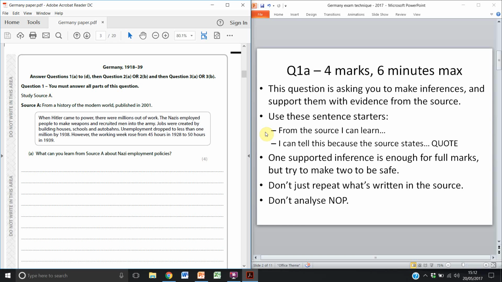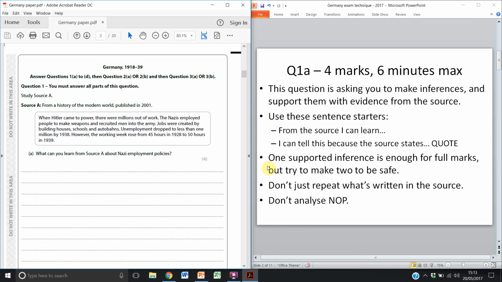So if I was answering this question, I would use the following sentence starters. I'd say, from the source, I can learn that Nazi employment policies were focused on improving Germany or strengthening the country. That's an inference, full stop. And I'd then say, I can tell this because the source states, and then I would quote the information that's led me to that inference. So I'd be quoting, the Nazis employed people to make weapons and recruited men into the army. Jobs were created by building houses, schools and autobahns. Okay, so that's my inference.